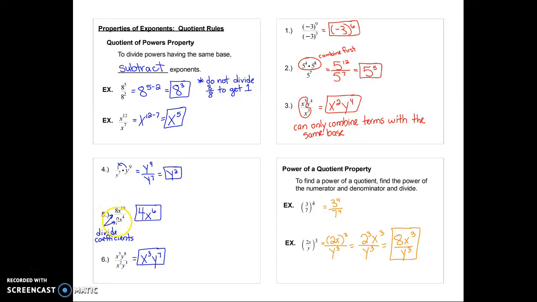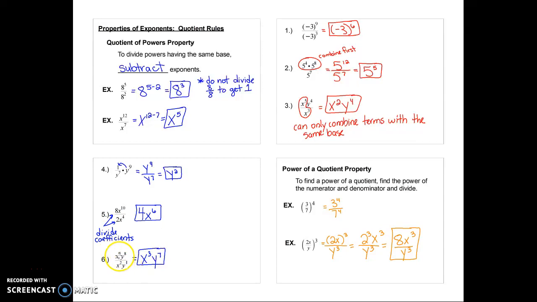8x to the 10th divided by 2x to the 4th. This 8 and 2 are coefficients. They don't have exponents attached to them, so they're not considered a base with an exponent. So I'm just going to actually divide them. 8 divided by 2 is 4. Then the x to the 10th and the x to the 4th, when you divide those, you can use your subtraction shortcut. So again, the base stays the same. 10 minus 4 gives you a 6. So you do have to divide the coefficients just like you normally would.